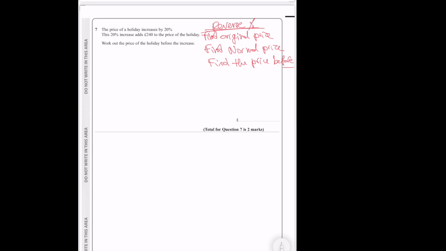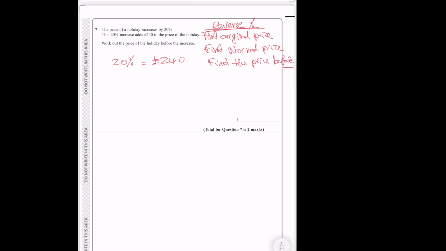There are so many ways to do it. So here it's very simple. They give you good, easy percentages. The price of a holiday increases by 20%. This 20% increase adds £240 to the price of the holiday. So here actually the 20% increase is equivalent to £240. So you just have to say 20% is £240. That's a very common question in Edexcel.